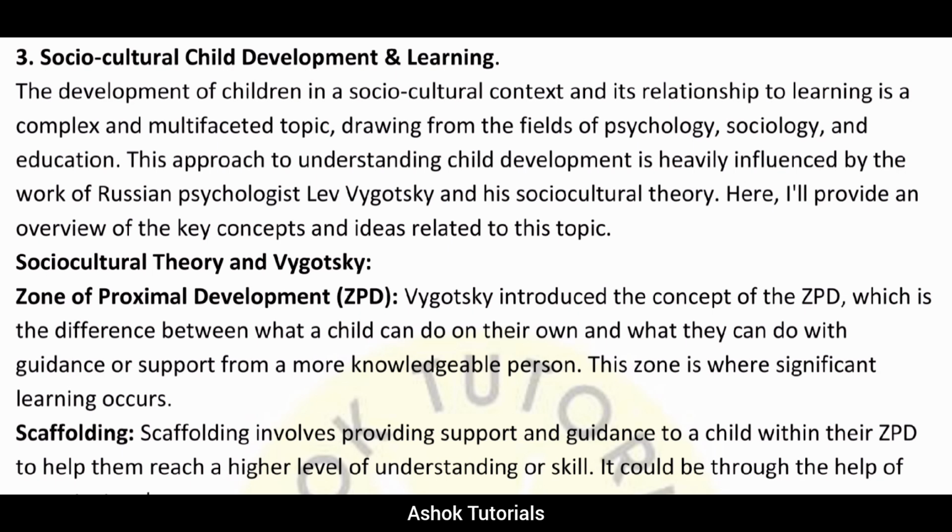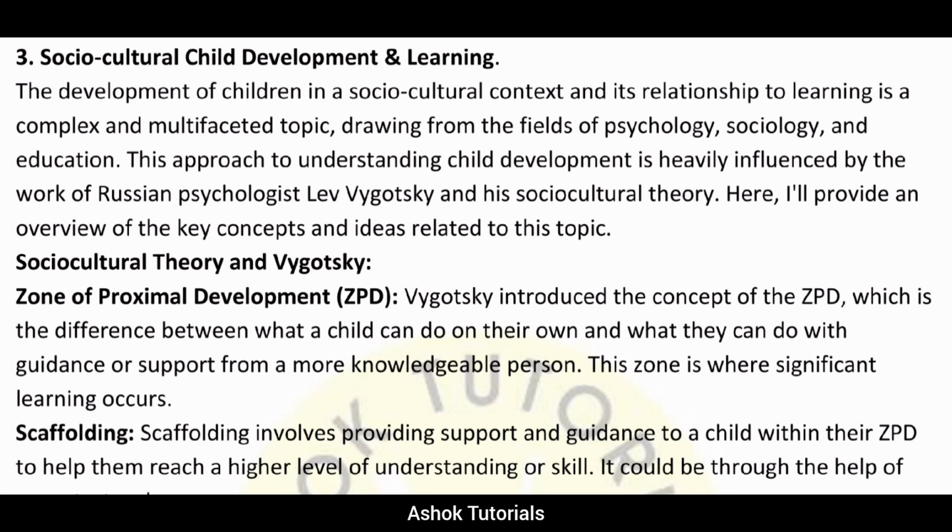Now, this approach to understanding child development is heavily influenced by the work of Russian psychologist Leo Vygotsky and his social cultural theory. So who has given social cultural theory? It's an important question. It is given by Leo Vygotsky. So remember that. Now we are going to study the social cultural theory of Vygotsky. ZPD is a very important term, zone of proximal development.